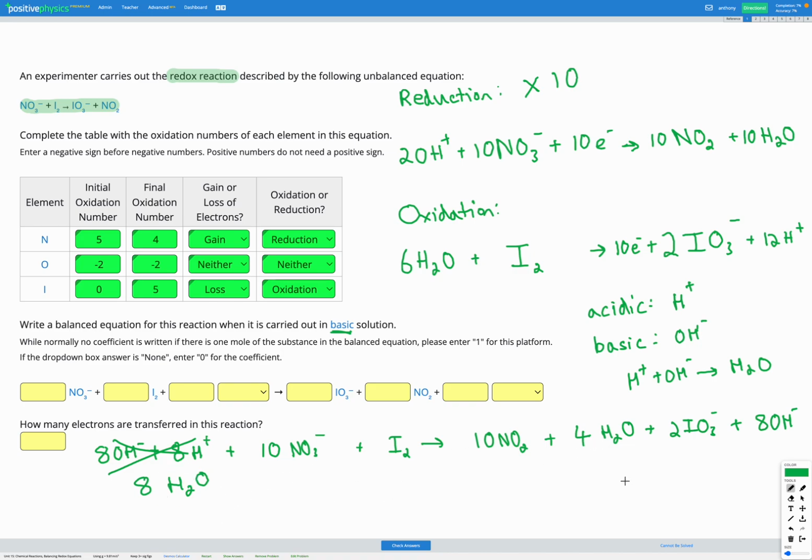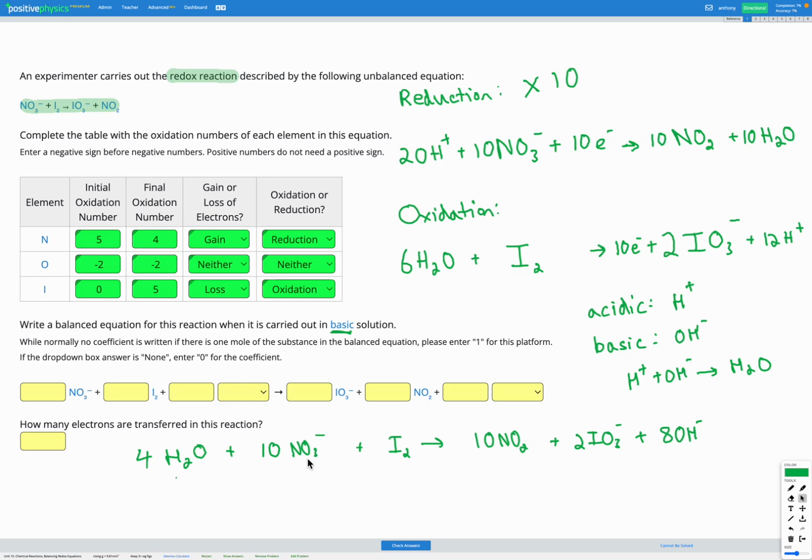Since we have 8 on the left and 4 on the right, we can subtract 4H2O from both sides. So on the right-hand side, those H2Os will just cancel out. On the left, we've got 8 minus 4, which gets us 4H2O. So again, let's clean up this equation by getting rid of the things we've cancelled out. Okay, so let's enter our answers to see if we were correct.